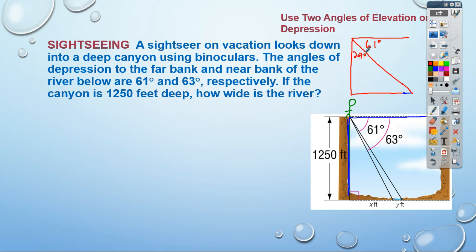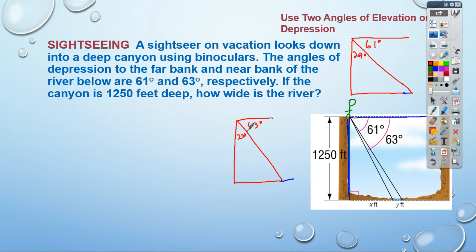Okay. Then they had one without the river. Here's my second picture, and the near bank of the river. So here's my river again, but this time they did it here. And this one was 63 degrees, which makes this one 27 degrees.